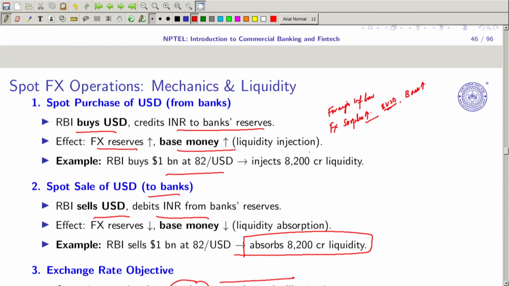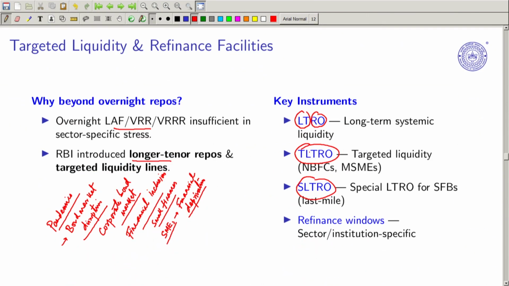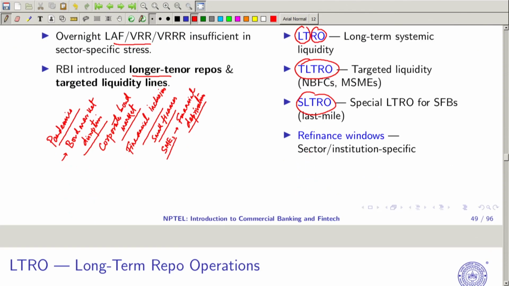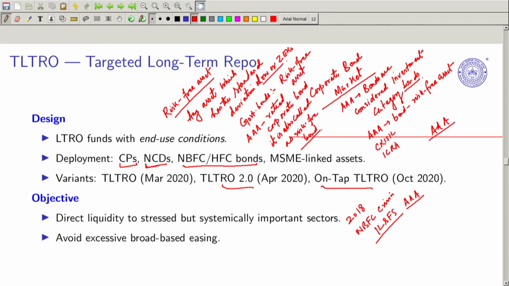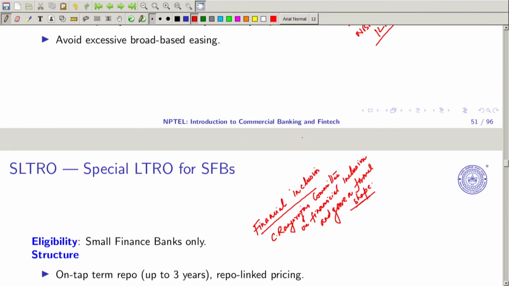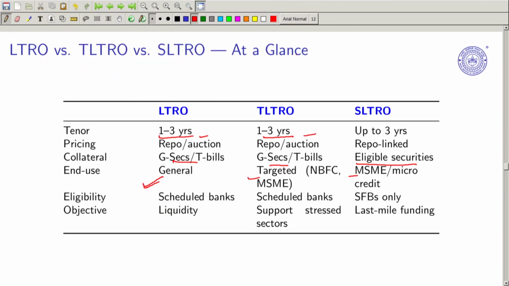Let me summarize what we covered so far in this session. We went through understanding the unconventional monetary policy measures, from the spot operation to the targeted liquidity and refinance facilities. Then we went through the long term repo operations, and then the targeted long term repo operations, and especially the special long term repo operation. All these things are helpful, and this is the comparison sheet.